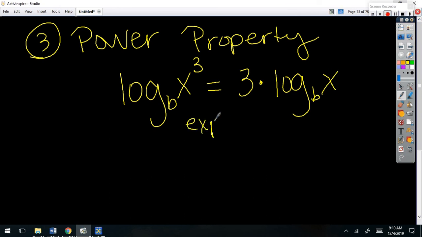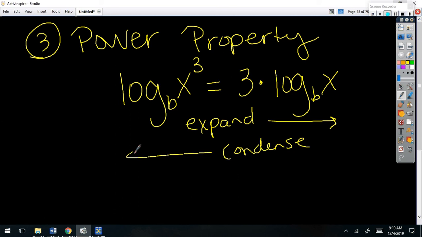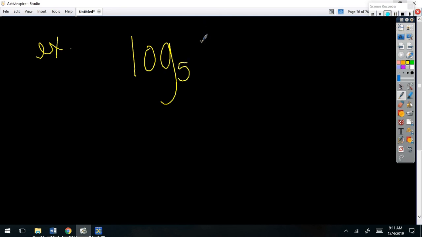Again, this is expand, and condense goes the other way. Just so you have it written with every property. Cool. And then we'll put all 3 properties together. Oh my goodness. Be very excited.